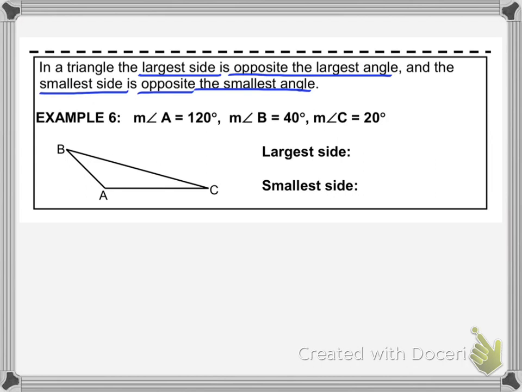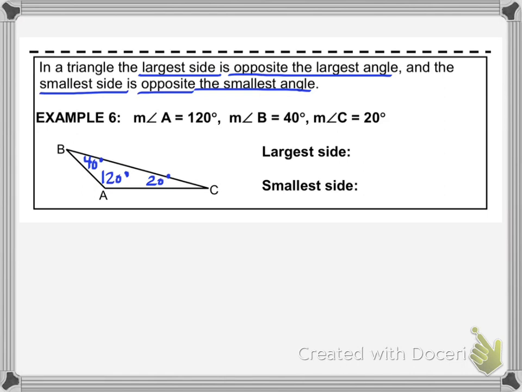So it says the measure of angle A is 120. I'm going to add that to my picture. The measure of angle B is 40. And the measure of angle C is 20. All right. So let's take a look at this. It says, what is the largest side?